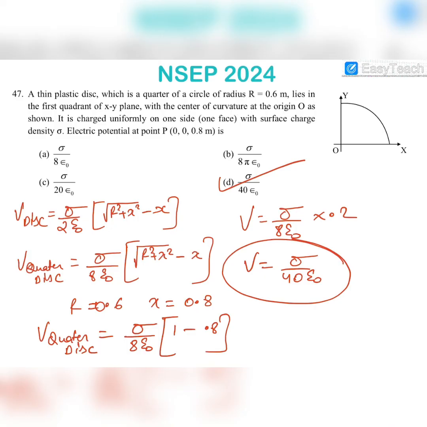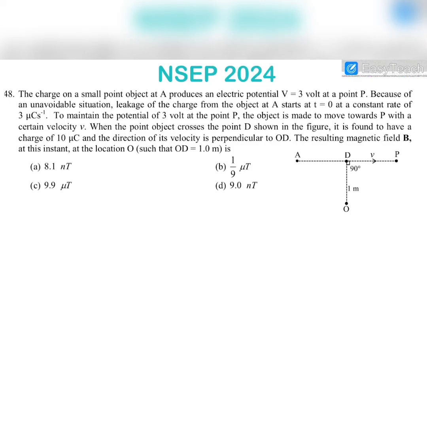Now let us move on to the next question. In this question, you can see that there is a charge on a small point object which is kept at A, and this charge is producing an electric potential V equal to 3 volt at this point P. Now, because of some unavoidable situation, this charge is getting leaked from this object at t equal to 0 at a constant rate of 3 microcoulomb per second.